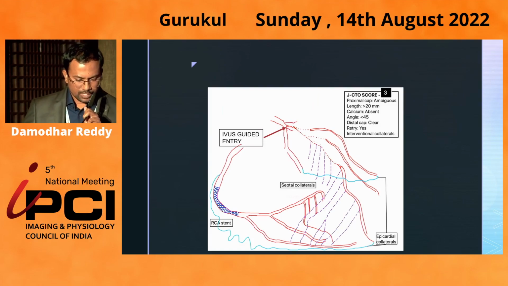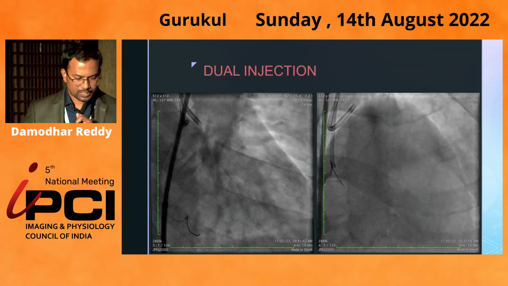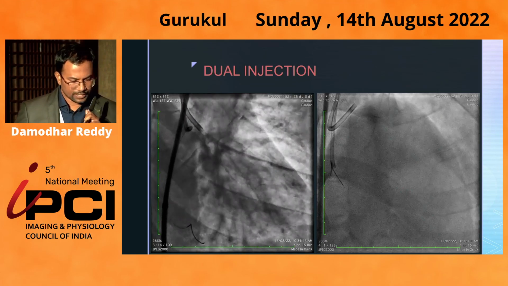So the plan was to put the IVUS from the LCX for live IVUS-guided entry. And this was the area of our interest. You can see there are 2 to 3 branches, and we were dealing with an ambiguous cap. So the idea was to identify the LAD ostium and puncture the cap. So this was a second staged LAD CTO procedure, and we took a dual LAD injection.